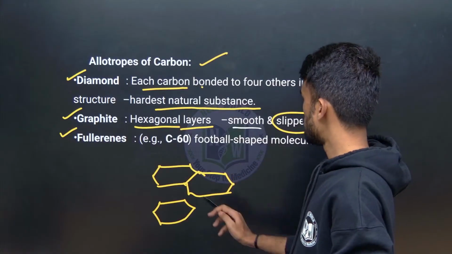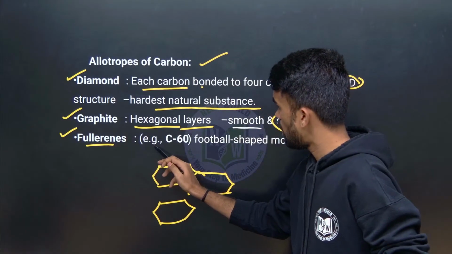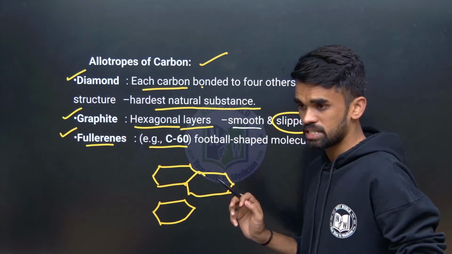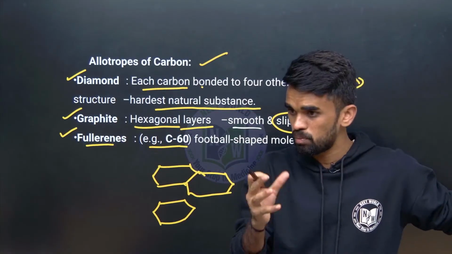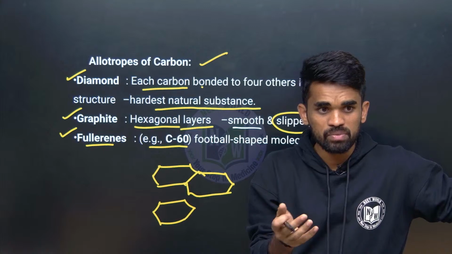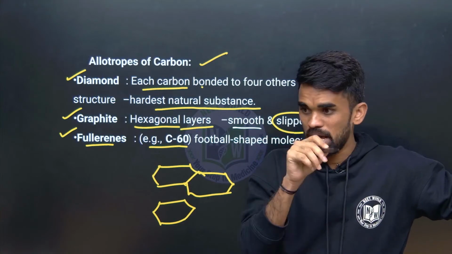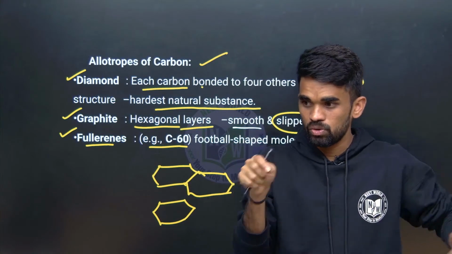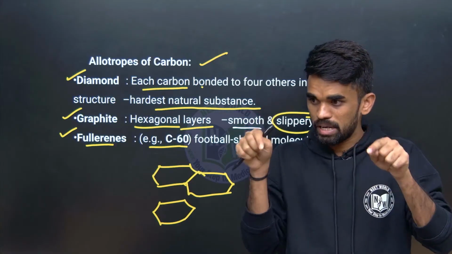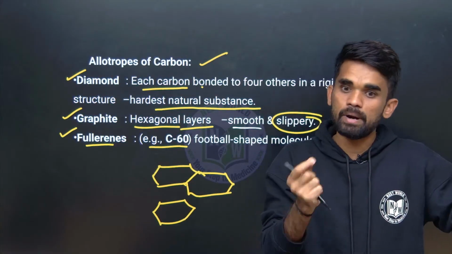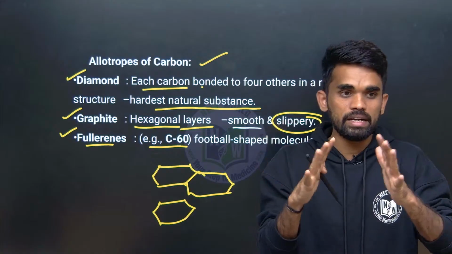Then next, fullerenes are an example. Here I have mentioned C60. If you see a football structure, you know a football, so how will it be? If you look at the ball properly, it will have some hexagons, and pentagons also. They will be in condensed form.